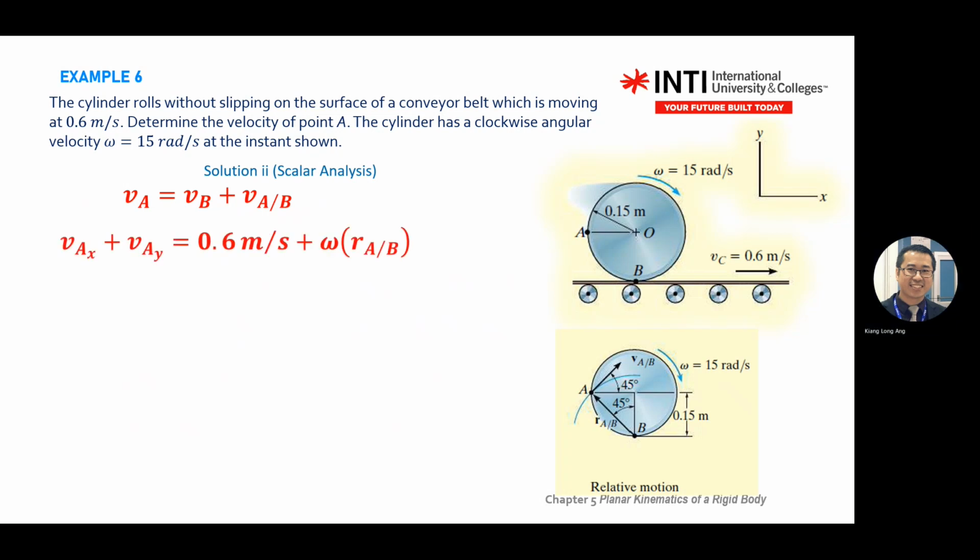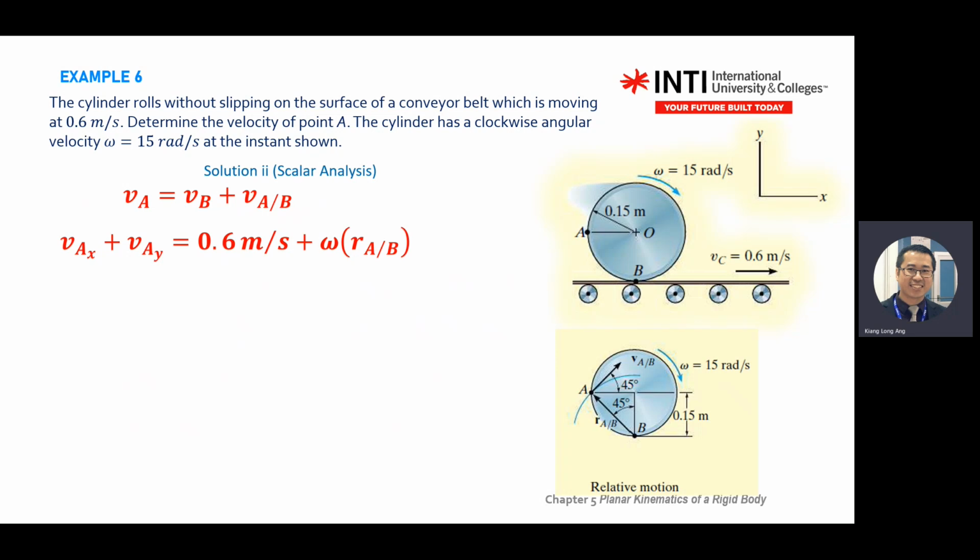So why 90 degrees? Because A is in circular motion. So you write VA equal to VB plus VA stroke B. VA, you change into XY direction. VB only has one direction, which is in the positive X direction, because it's positive to the right. VA stroke B, in scalar, means straight away you use this equation.